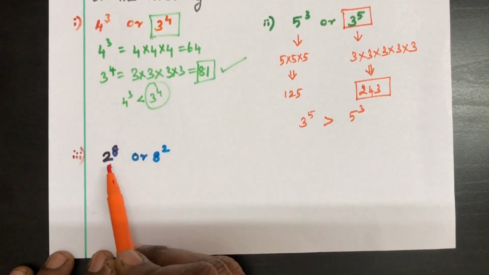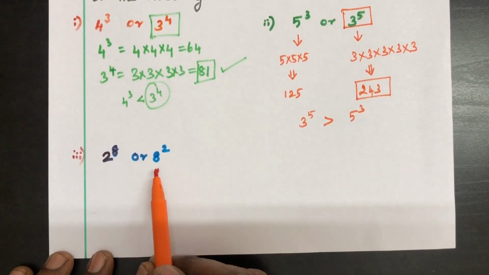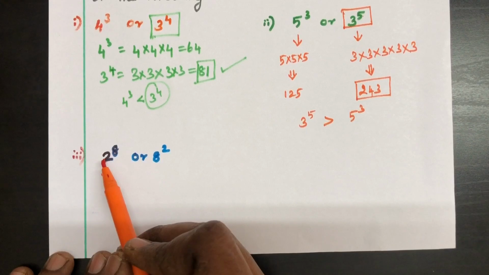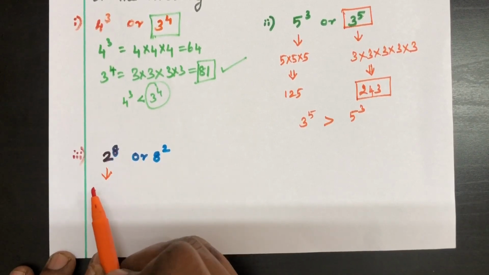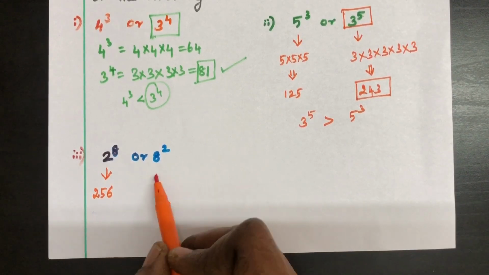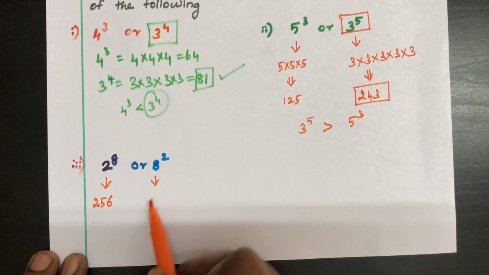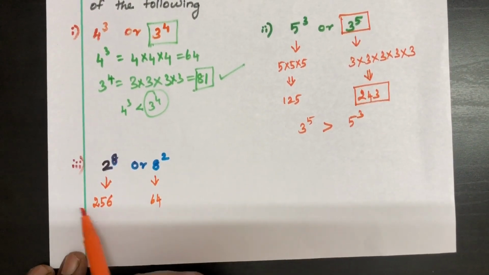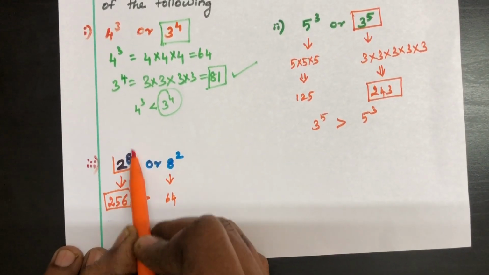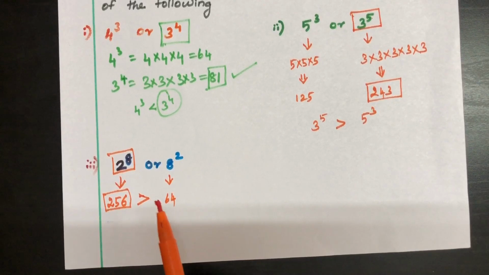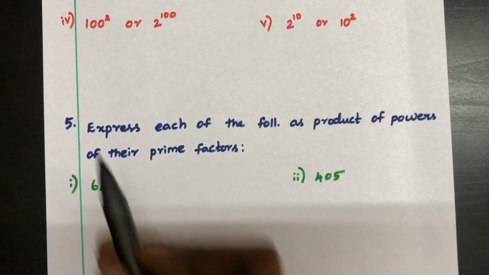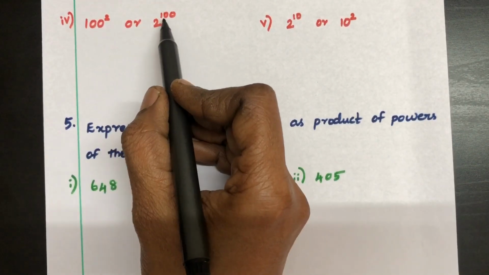Third subdivision, 2 power 8 or 8 power 2. 2 power 8: 8 times we need to multiply 2. If you multiply 2 into 2 into 2 like that 8 times, we come up with 256. 8 square gives us 64. Which is greater? 256 is greater. So 2 power 8 is the greater number here.